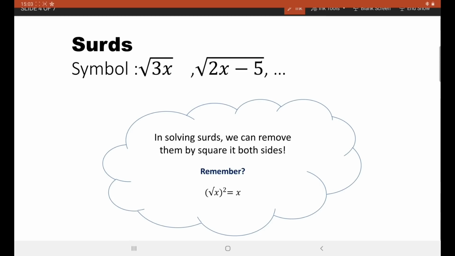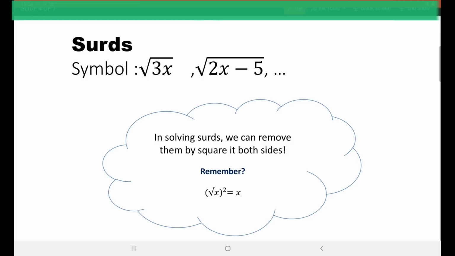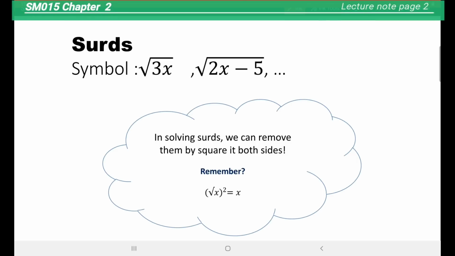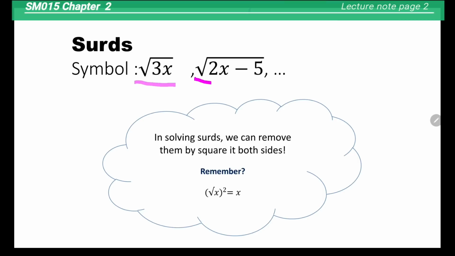Well done. In this video, we're going to learn about solving equations involving surds. The symbol of surds are such the examples that we have here. You can see here we have √3x, √(2x minus 5), and etc. In solving surds, we can remove them by squaring both sides. Remember, if we have (√x) squared, it must be equal to x. So, we should have the idea that by squaring any surds, we can get the original number. For better understanding, let's look at examples that we have here.